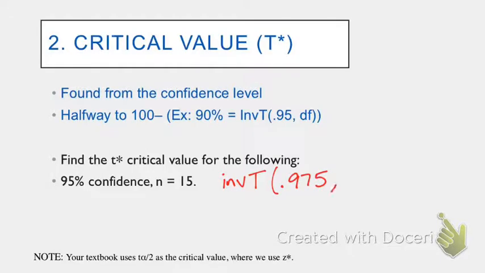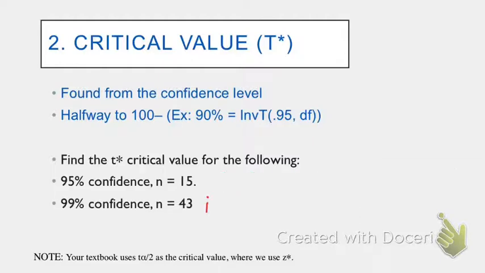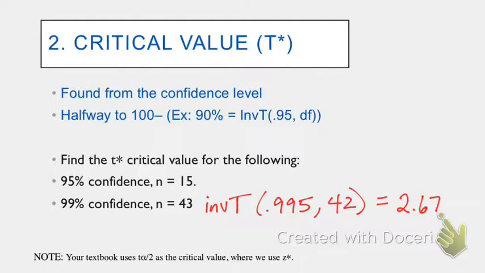0.975. And then what goes in the next blank? 15 minus 1, 14. Wow, that's pretty cool. We're calling it inverse. 0.995 and 0.995, 42. That's doing good. What do you get? 2.67. No, it's rounding. 2.7. How would you round that?